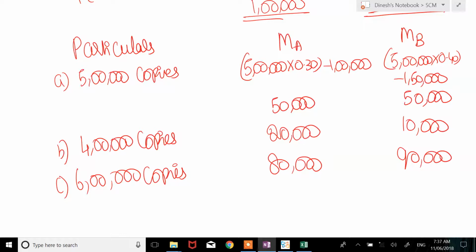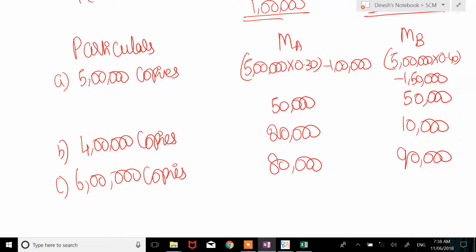This is incremental profit because we have already considered opportunity cost and all. So once you consider that, this will tell you how much extra profits a company can make. Any doubts on these three numbers?